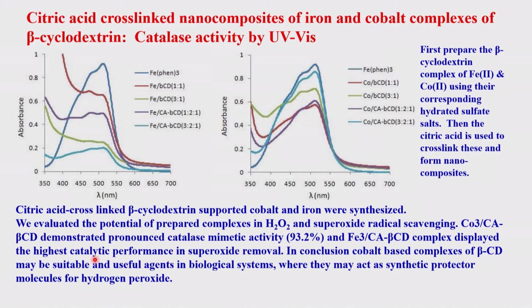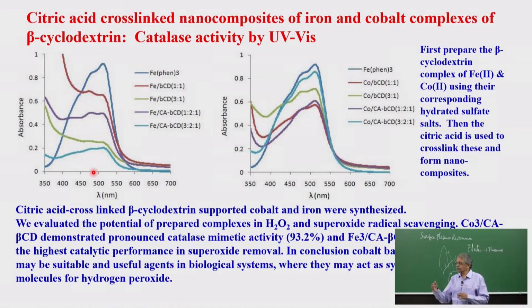So one can find this catalase activity by following the absorption spectra. You can see the simple phenanthrene complex, the iron with the cyclodextrin, at 1:1 ratio, 3:1 ratio, and then the 1:2:1 where you have added the citric acid as well, and further citric acid levels. These absorption spectral changes clearly tell you that you are able to remove the peroxide-based species. So it acts like a catalase activity, whether it is based on the iron complex or the cobalt complex.